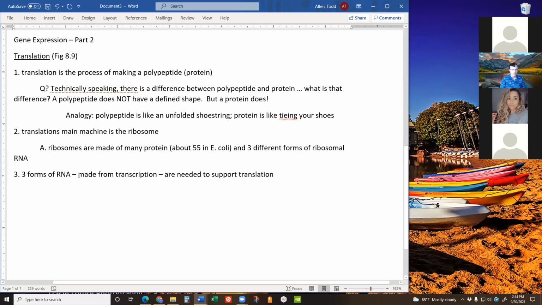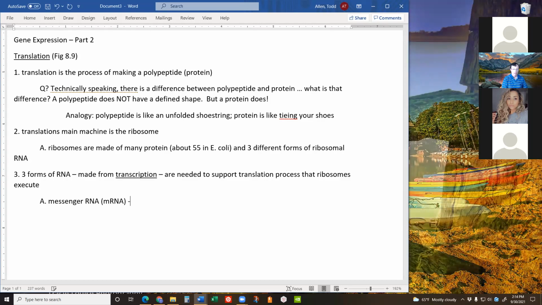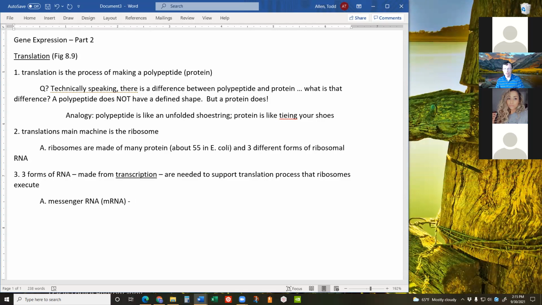So 3 forms of RNA made from transcription, and that is not a typo. That's actually correct, okay? 3 forms of RNA made from transcription are needed to support the translation process that ribosomes execute. Here's the 3 forms of RNA. We have messenger RNA, so-called mRNA. The messenger RNA is going to be the primary template of the ribosome. The ribosome is going to sit on the messenger RNA and start decoding it.